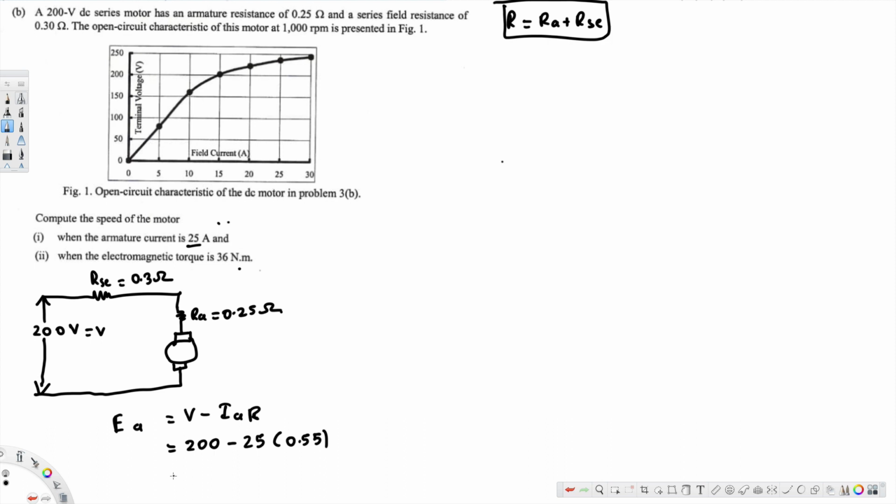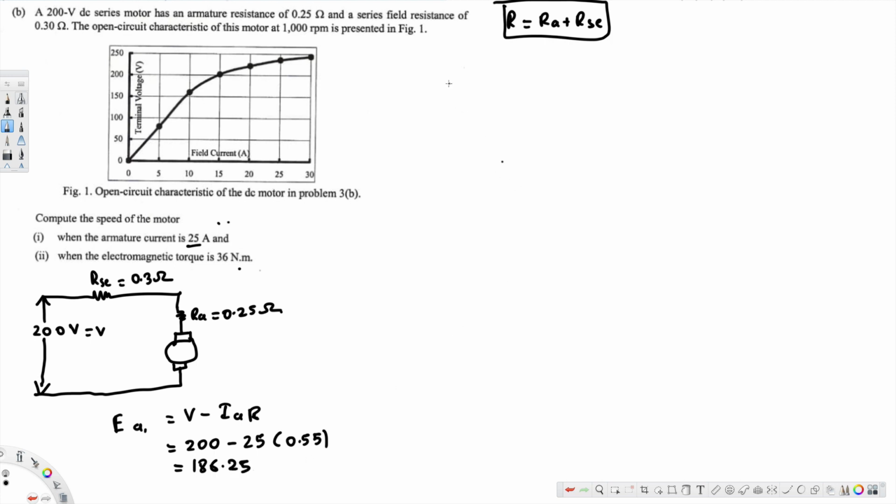Now let's calculate this value. Alexa, what is 200 minus 25 times 0.55? The answer to your calculation is 186.25. So this is 186.25.